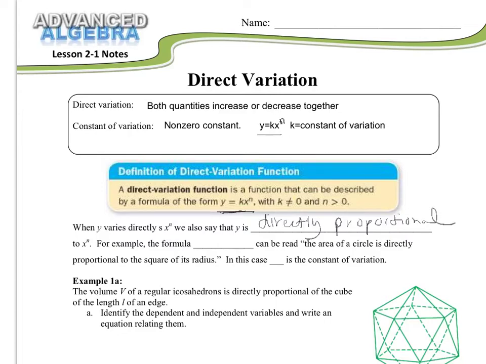For example, the formula A equals pi r squared can be read, the area of a circle, so that's A, is the area, is directly proportional to the square of its radius, which is r squared. So in other words, as r, the radius, gets bigger, the area is going to get bigger. They relate directly to each other. In this case, pi is that k value. It's that constant of variation. It's that number that cannot be a 0. Let's work through this first example so you can see this.